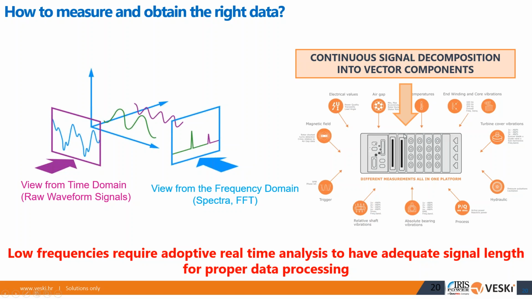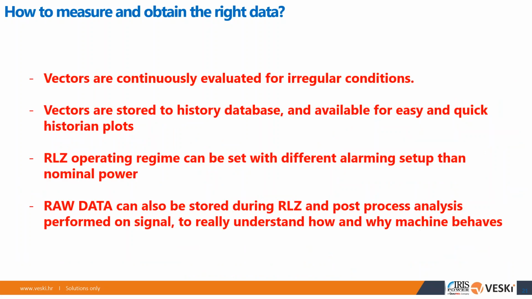And basically, you can have a more secure protection and alarming on your process than you would have with a conventional monitoring system. So those vectors, we call them vectors because we actually calculate amplitude and phase all the time, and they are continuously evaluated and stored to a database, so you can easily pick them up with a historian and just plot them over time.